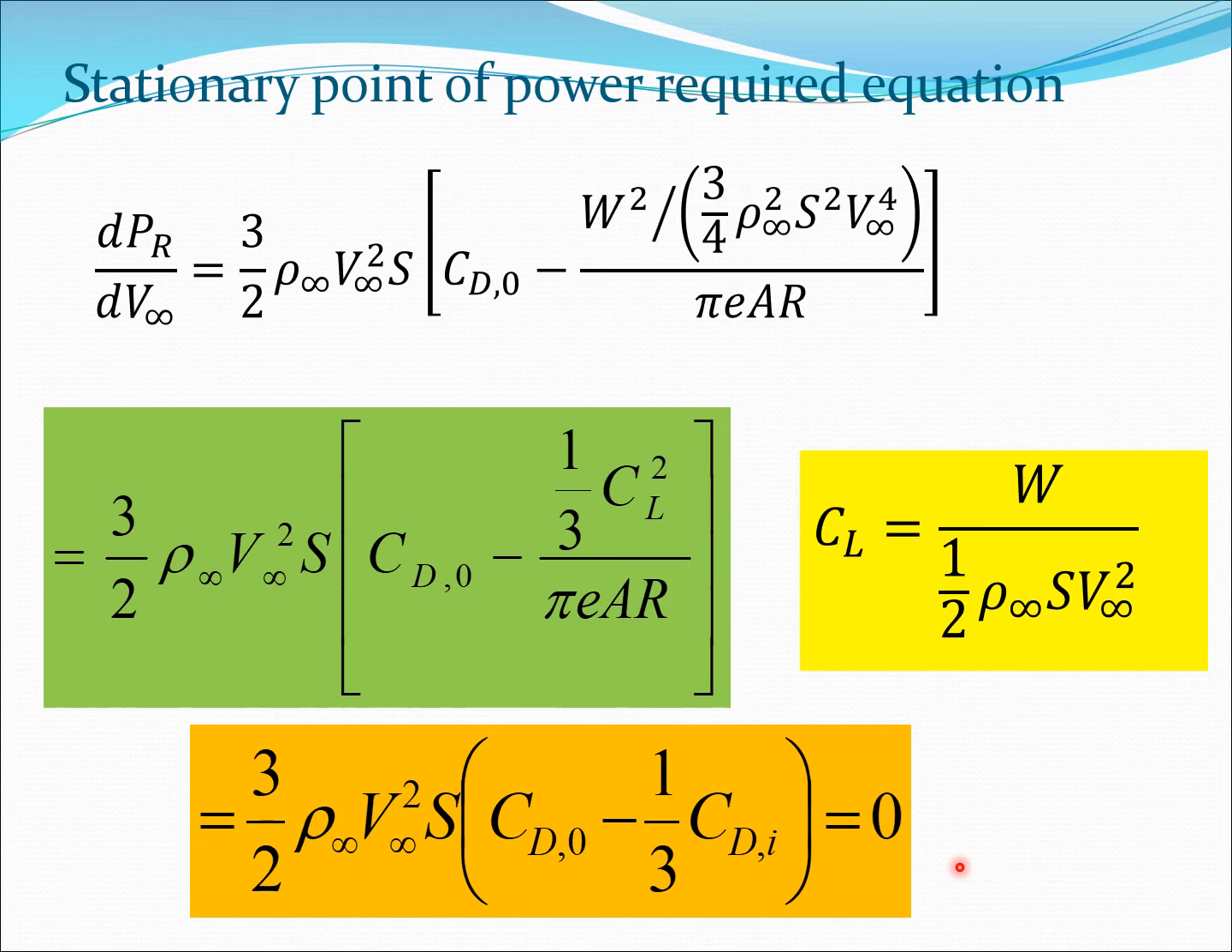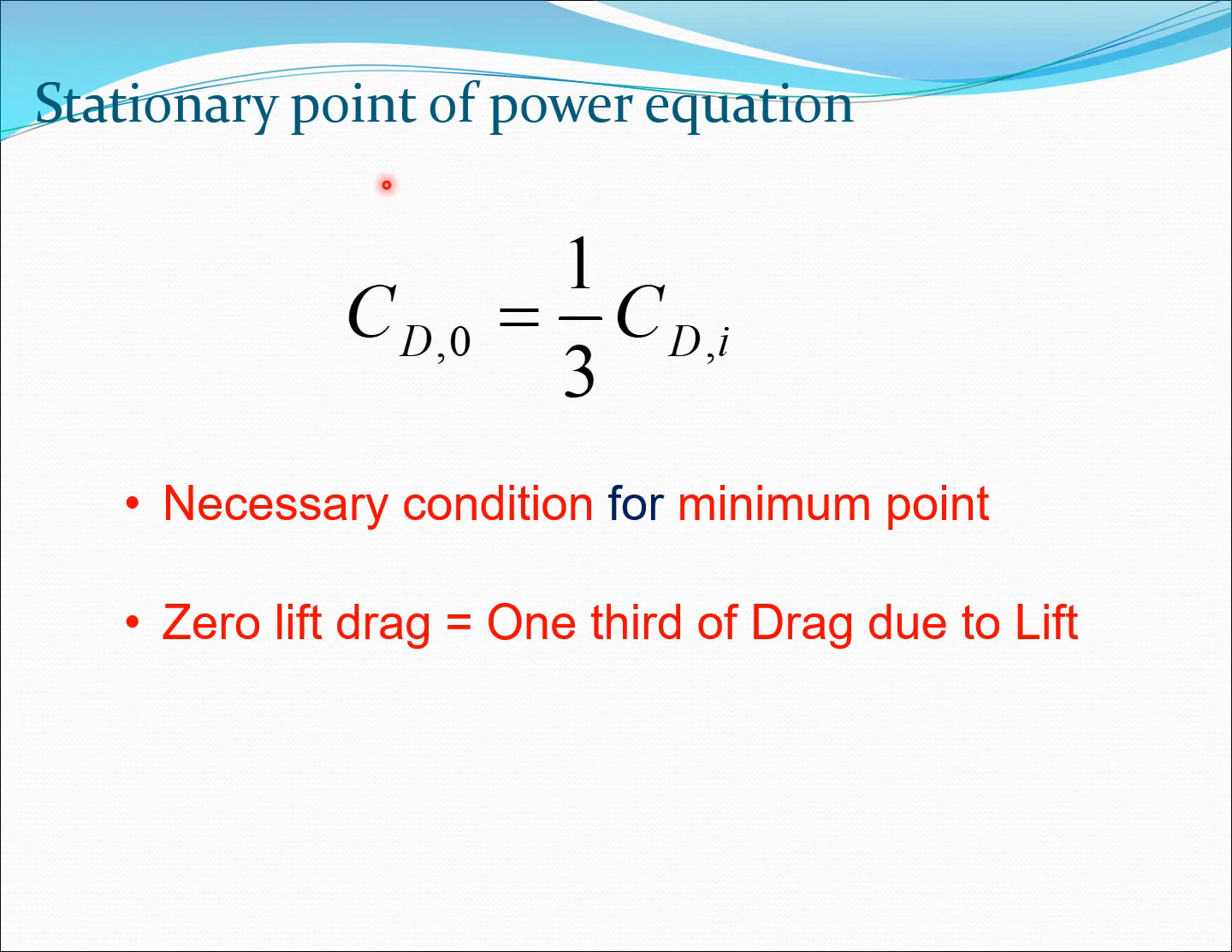So do remember that if a function has a minimum value, then its derivative with respect to that particular variable, V infinity here, should be 0. So we can set this equal to 0, and immediately I get CD0 equals 1/3 CDI as the condition. So the stationary point of the power equation corresponds to CD0 equals 1/3 CDI, and this is the necessary condition for the minimum point. If we want to express this in words, it simply says that zero lift drag is equal to 1/3 of drag due to lift.